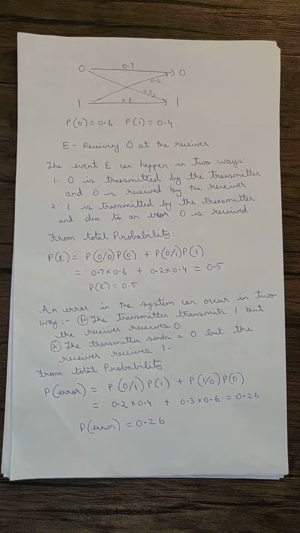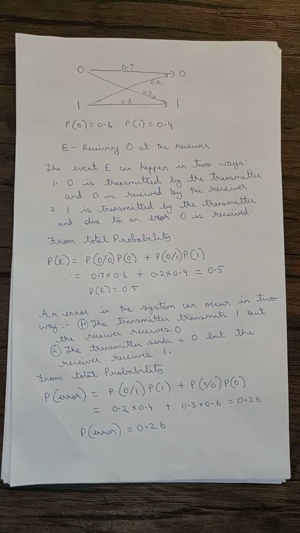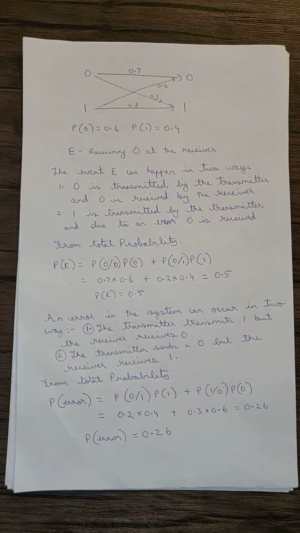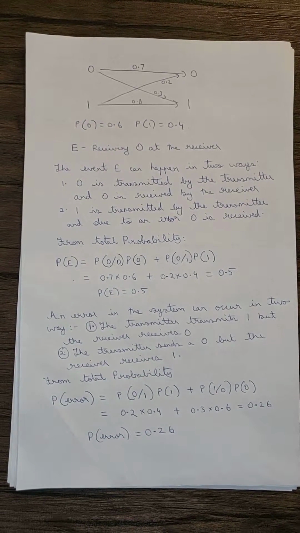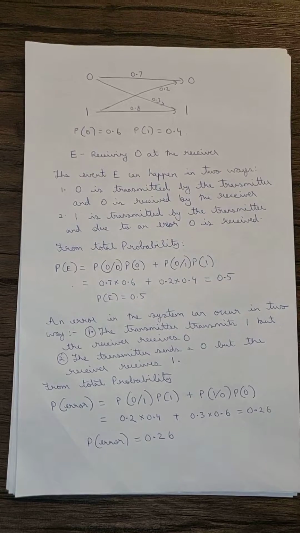So this is the solution for question 3 of homework 1. In the question, we are given a binary channel where the probability of sending 0 is 0.6 and the probability of sending 1 is 0.4. We were asked to find the probability of receiving 0 at the receiver and the probability of error.